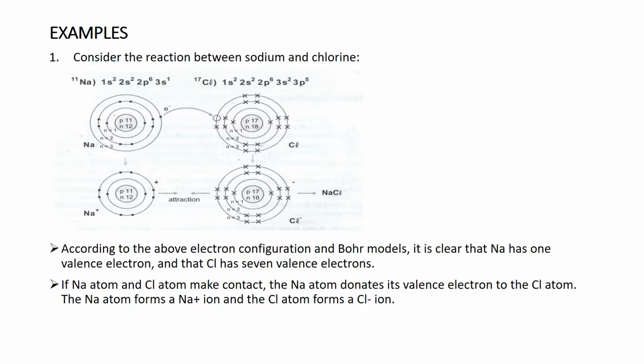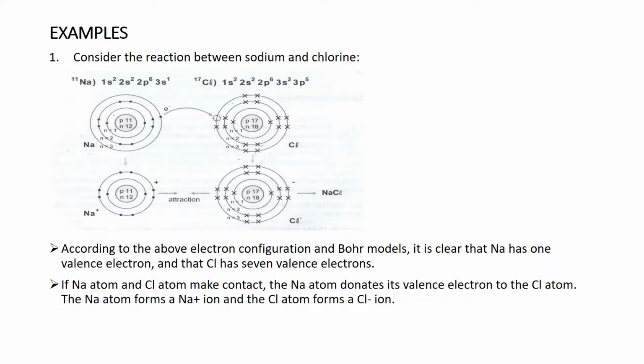So sodium does that, and then there becomes an attraction between the sodium ion and the chlorine ion. Sodium becomes positively charged and chlorine negatively charged, and they form sodium chloride. You know sodium chloride, table salt.